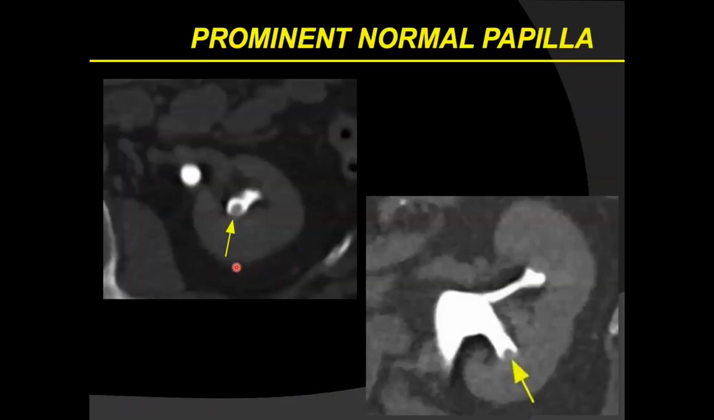Now, some anatomical variations and appearances that we must really look out for. This is an excretory phase axial image. It shows a prominent normal papilla, which may simulate a polypoid mass. It should not be mistaken for a urothelial lesion. You need to see it in different orthogonal planes. This is an oblique sagittal image, and you can confirm that this is a normal papilla by its central location and by the fact that it has a very smooth contour.